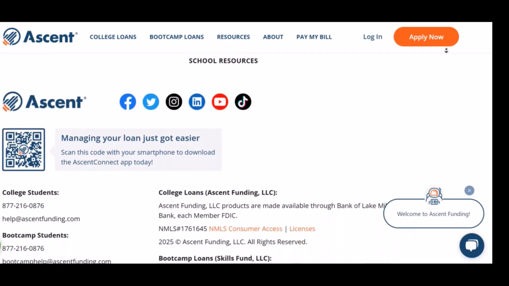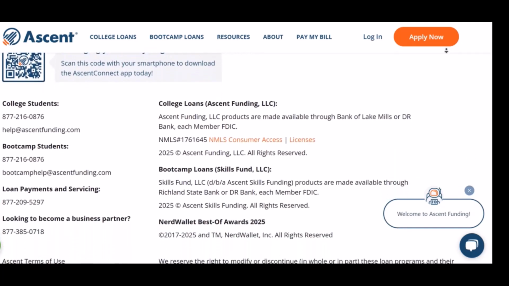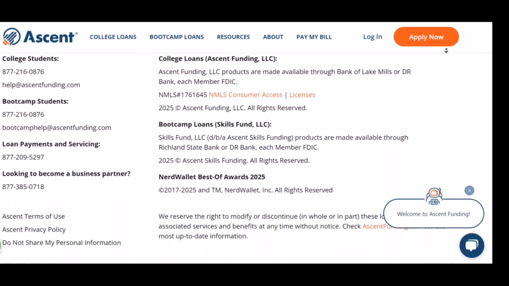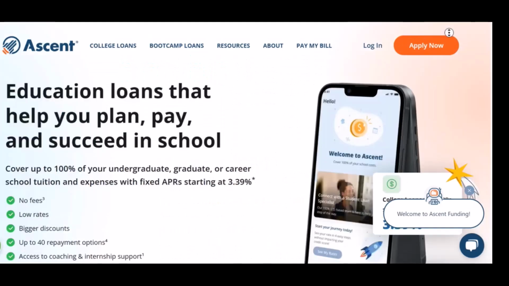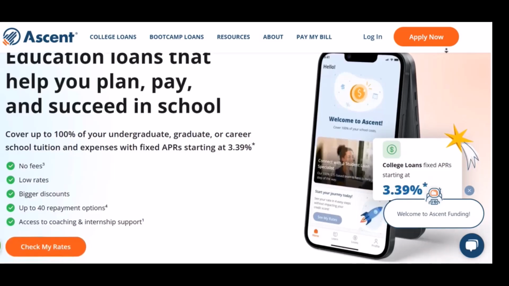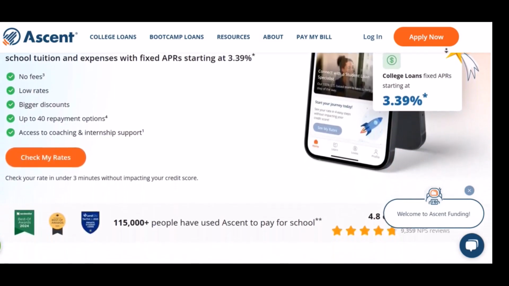Internal processing. While Ascent aims for efficiency, internal processing times can also have a minor impact on the timeline. Ascent often coordinates disbursement with the start date of your academic program. Typical time frames to expect: while it's difficult to provide an exact time frame due to the variability of the factors mentioned above, here's a general idea of what you might expect.